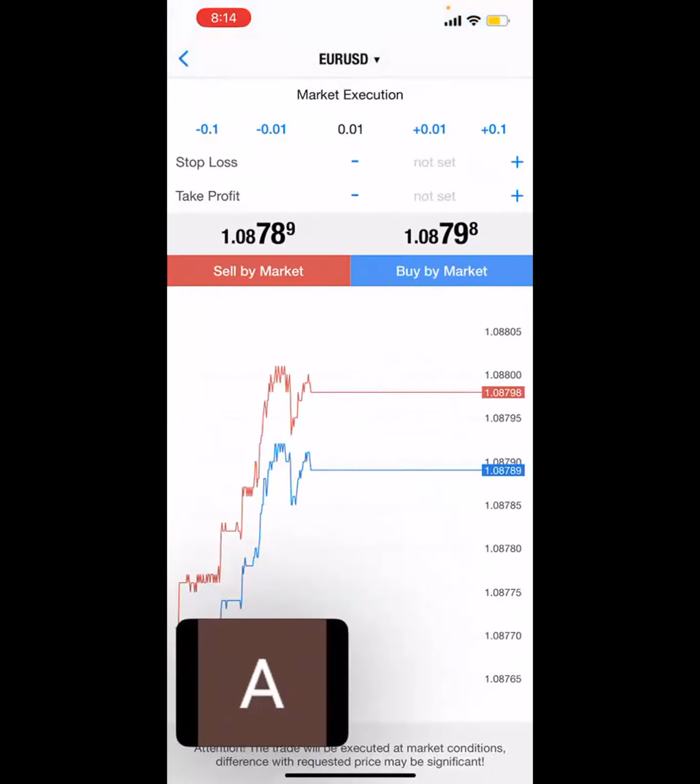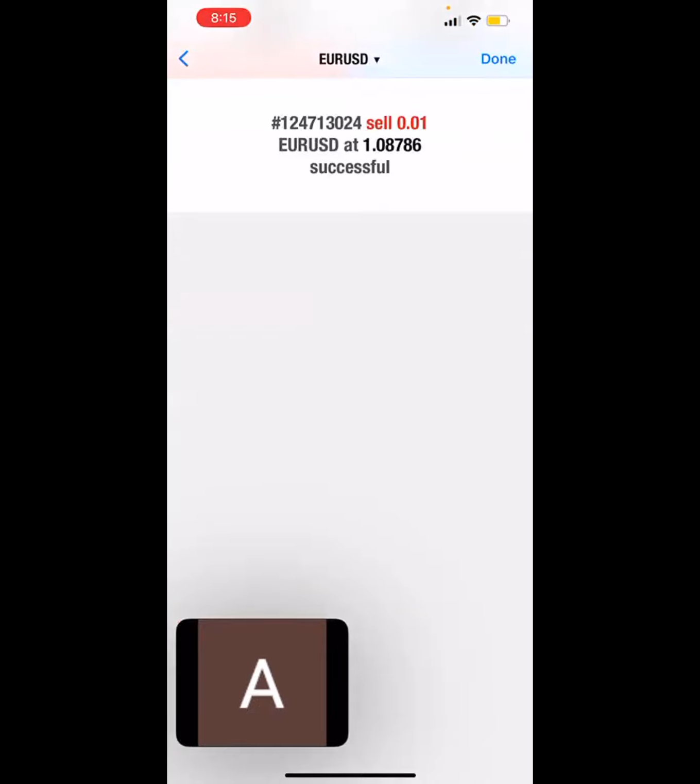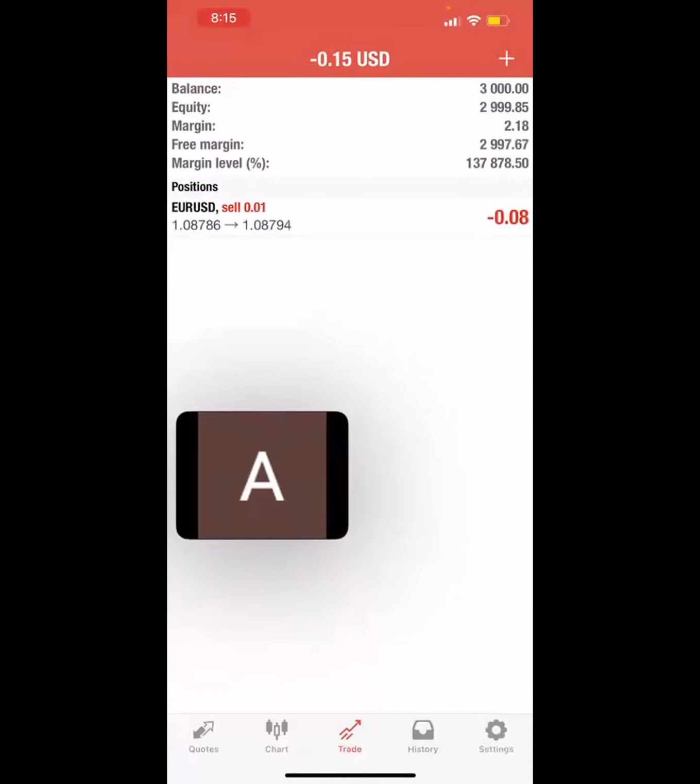Can you see now? They brought that buy by market, sell by market. That's instant execution. Can you see at the top, market execution? So if you just hit the buy button, they'll give you an entry price instantly. Let's say click on sell. We are just practicing. Click on sell. You can see success. So this is the order that you just placed.